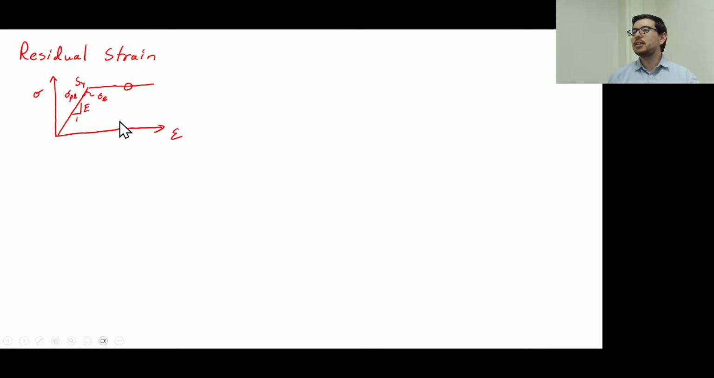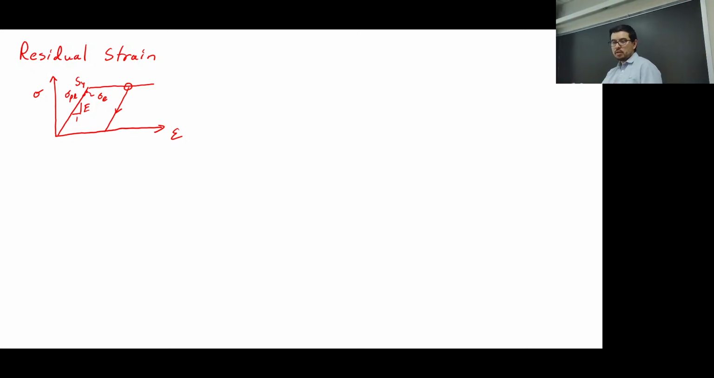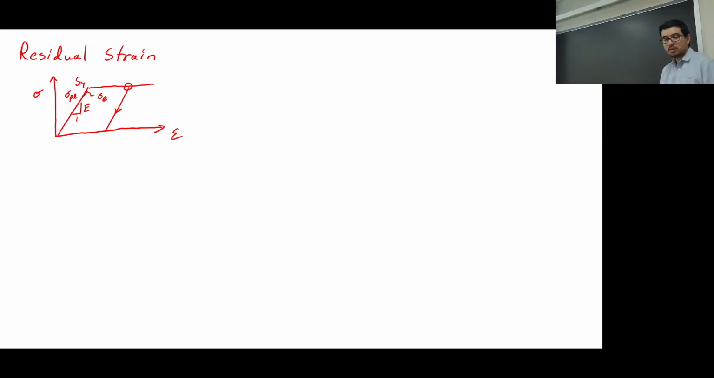Any other guesses? Dylan, yes. Would it follow the path of the slope from the Young's modulus? Bada bing, bada boom, you're right. So what happens is that it goes down like this. When you unload it, it will return along the slope of the elastic modulus.